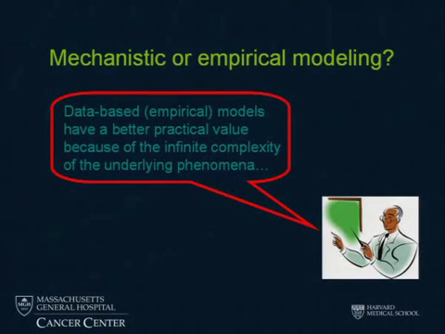So people who prefer data-based or empirical models say that those models have better practical value because of the infinite complexity of the underlying phenomena. And many people say that indeed the underlying biology is infinitely complex. So to have a model that is correct in a biological sense, you would need an infinite number of parameters. The consequences of an incomplete model are very severe: your model parameters that you estimate from the data can be awfully biased, again giving you a very incorrect model.